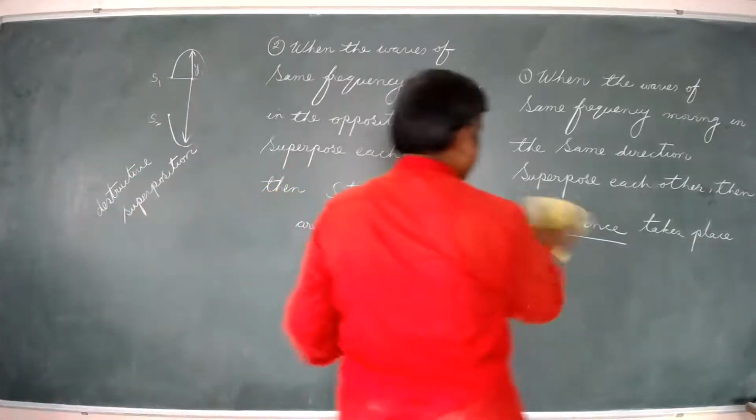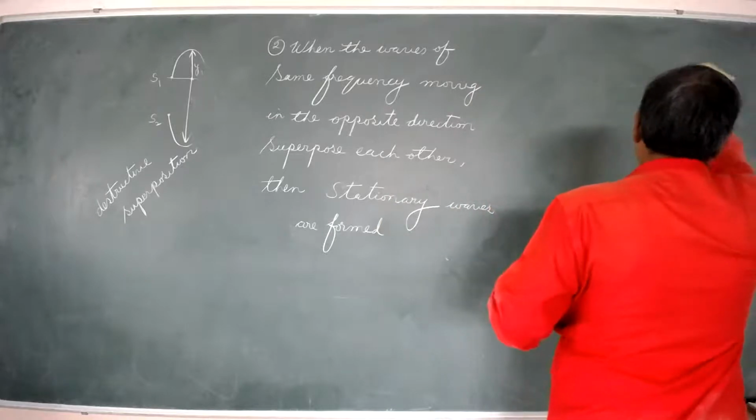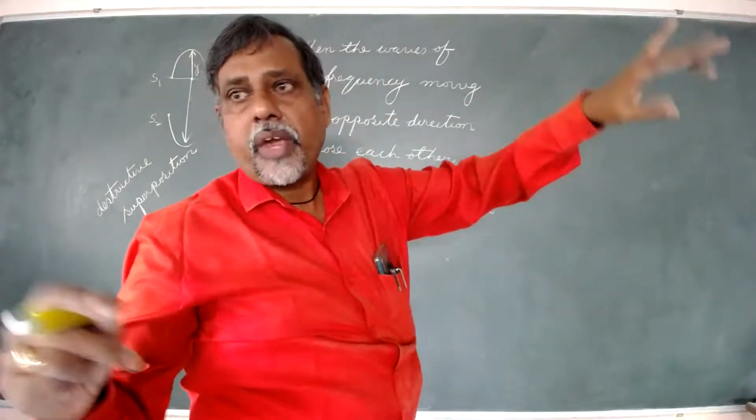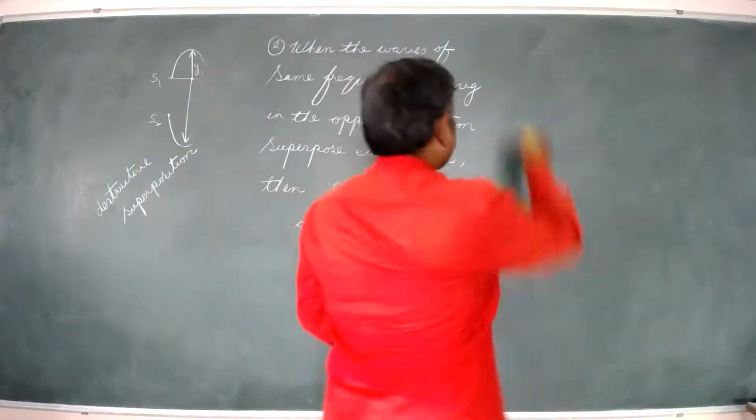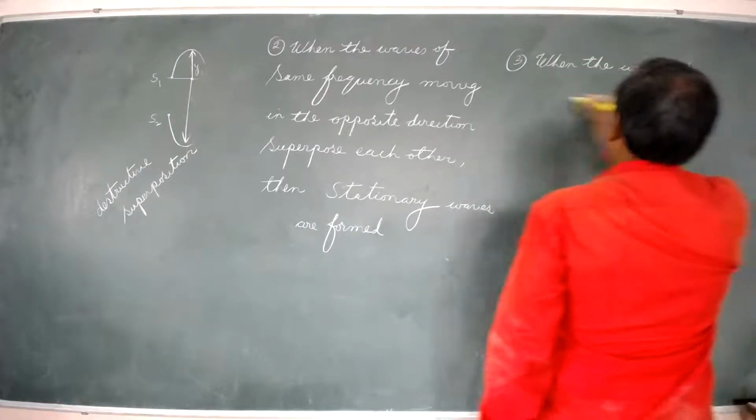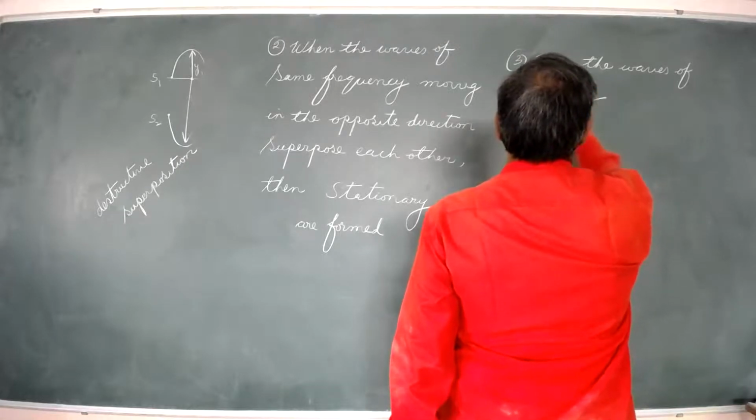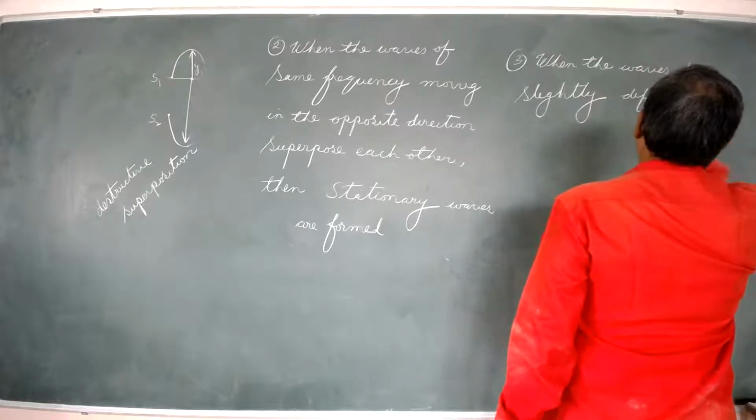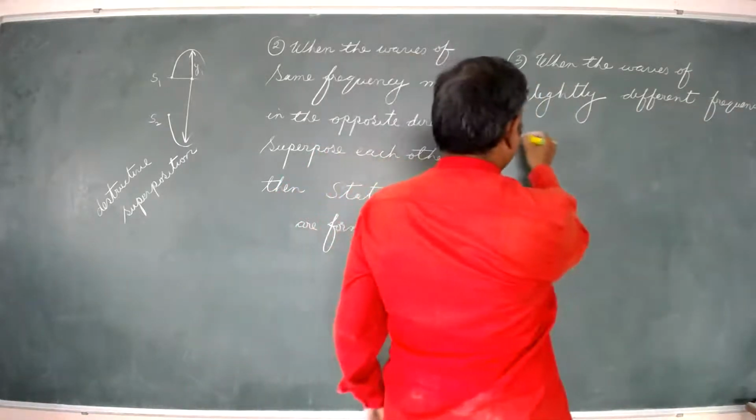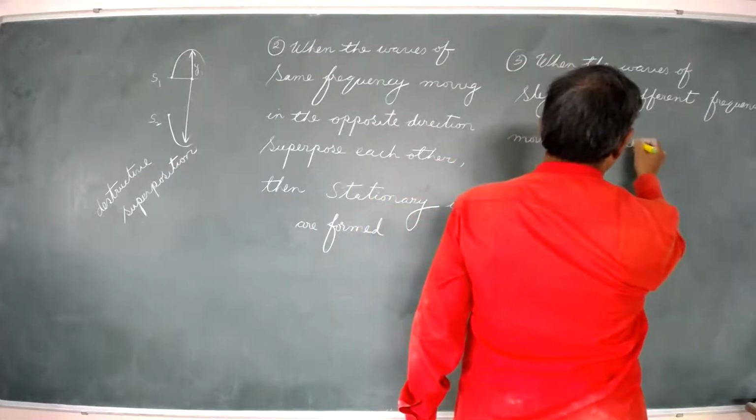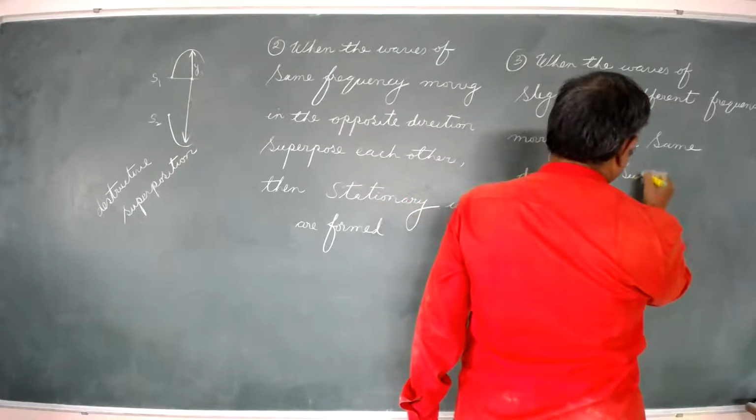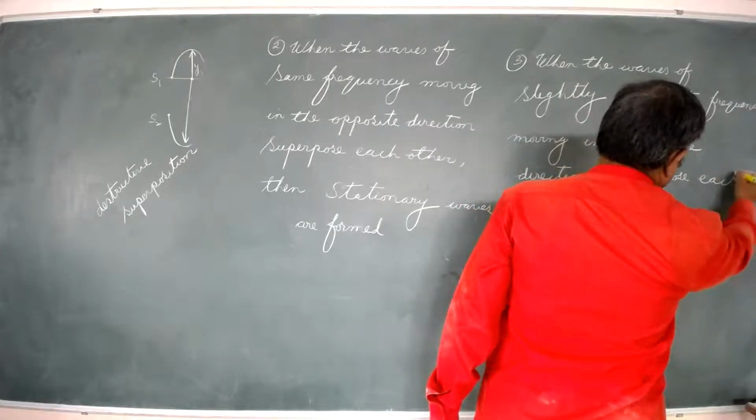The third category is, look at this. Now, in the first two categories, we have taken the waves of same frequency. In the third category, I will be taking the waves of slightly different frequencies. Third category, when the waves of slightly different frequencies moving in the same direction superpose each other.